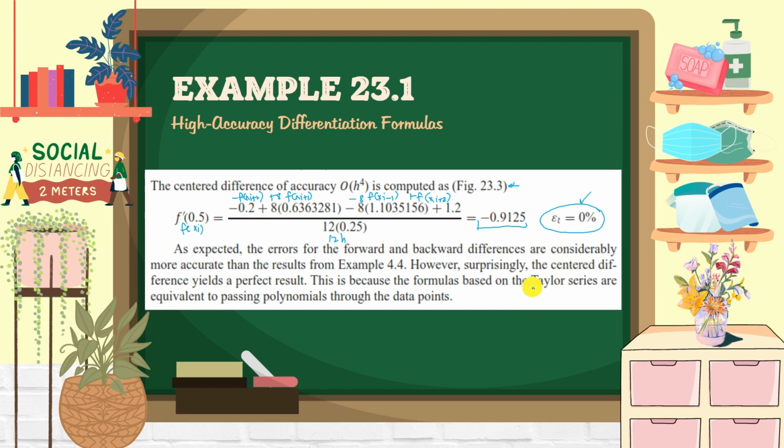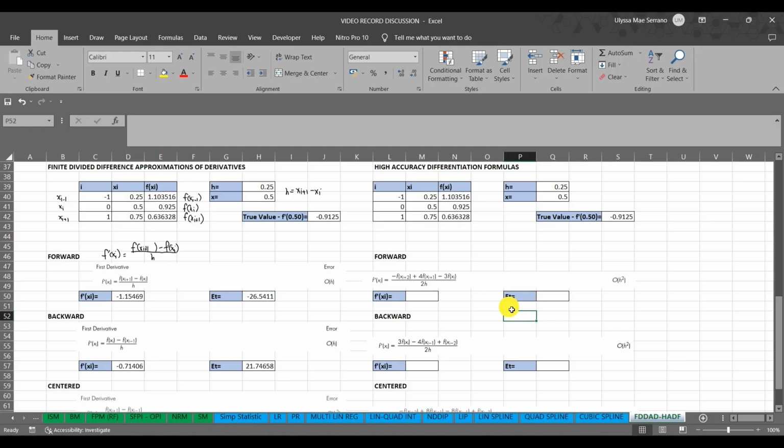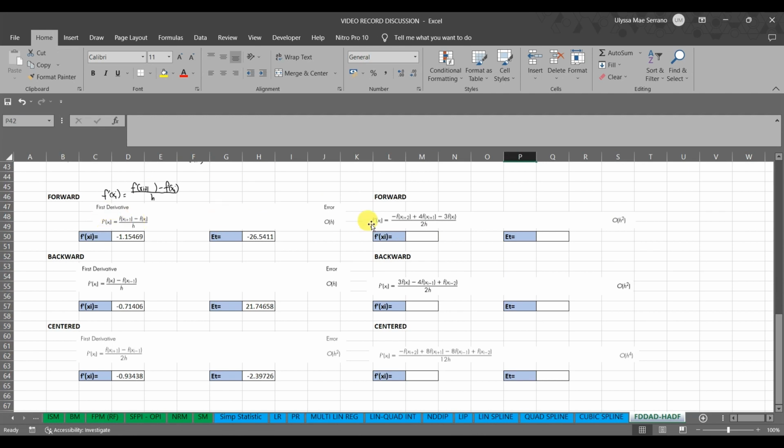So let's try using Excel, applying higher accuracy differentiation formulas in order to find the estimated value of the first derivative of the function wherein x is equal to 0.5. Okay, so we're going to use Excel applying high accuracy differentiation formulas. You will notice that I am using the same Excel sheet, and we are going to compare finite divided difference approximations of derivatives with the high accuracy differentiation formulas. We're going to find here the first derivative for forward, backward, and centered, and you will see the difference in the formula.